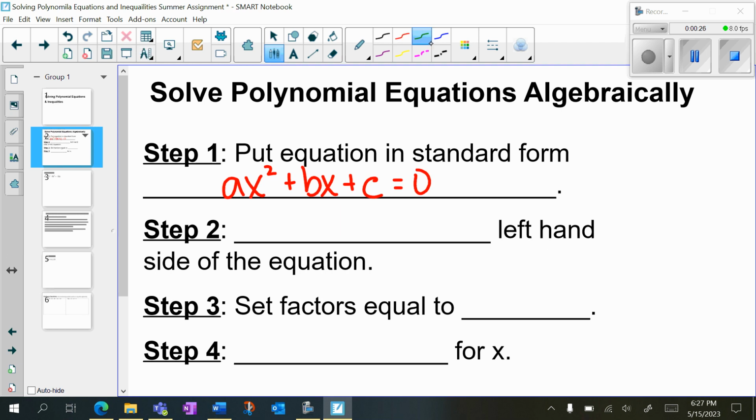Step 2, we're going to factor the left-hand side of the equation. Step 3, we're going to set our factors equal to 0. And lastly, we're going to solve for x. Let's take a look at the first example on the next slide.